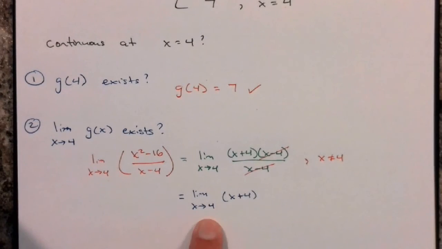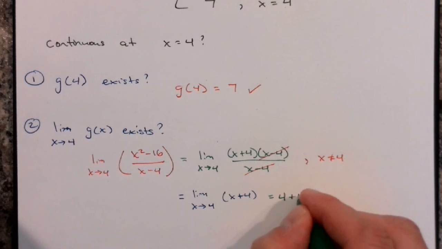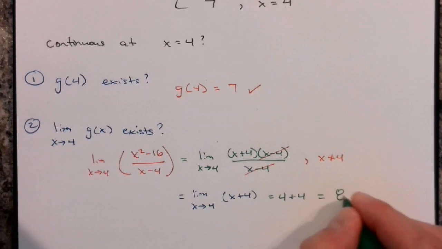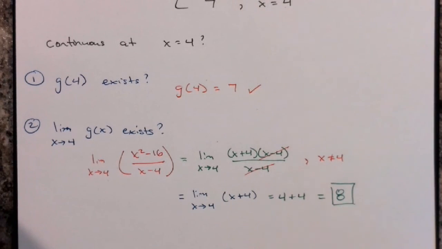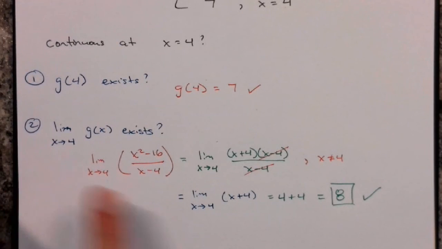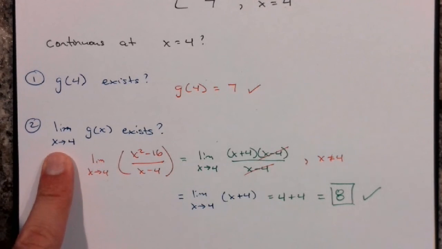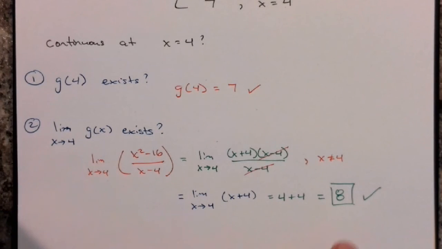Now, to evaluate this limit, 4 is in the domain of this, so I can evaluate it by just substituting in. So we have 4 plus 4, and this equals 8. So, yeah, the limit exists, right? We found that. And the function exists at the point, g of 4. We got g of 4 equals 7. The limit exists as you approach the point, and that ends up equaling 8.